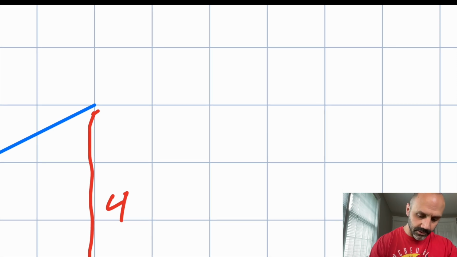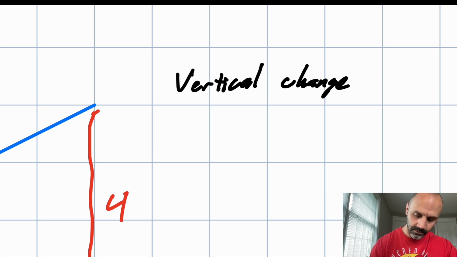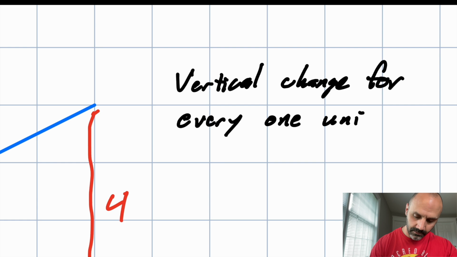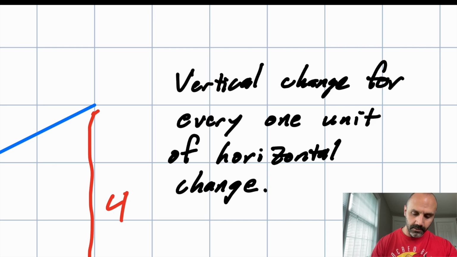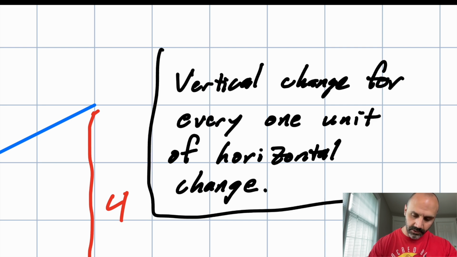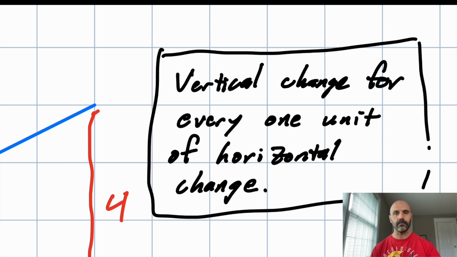Slope is the vertical change for every 1 unit of horizontal change. That is what slope is.